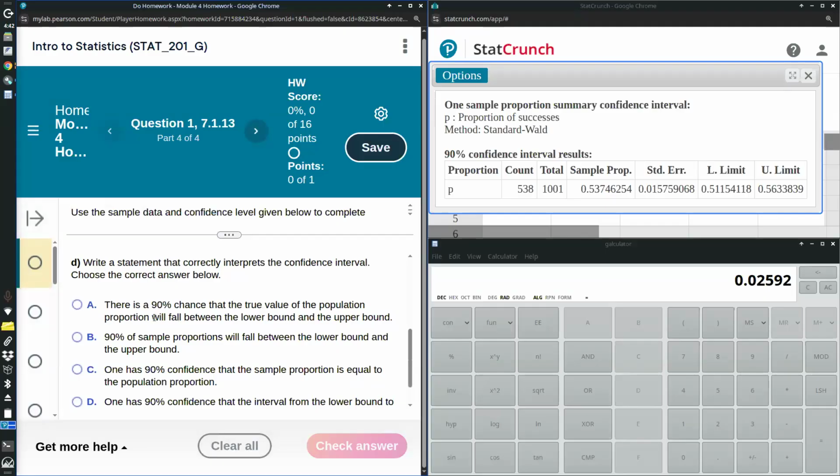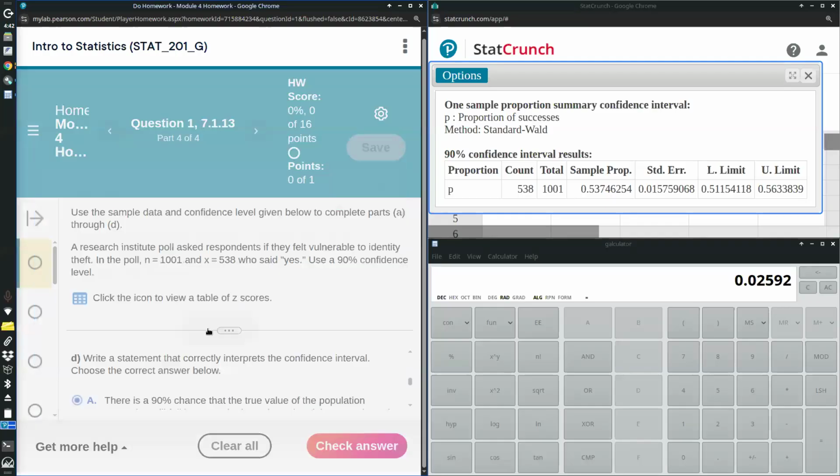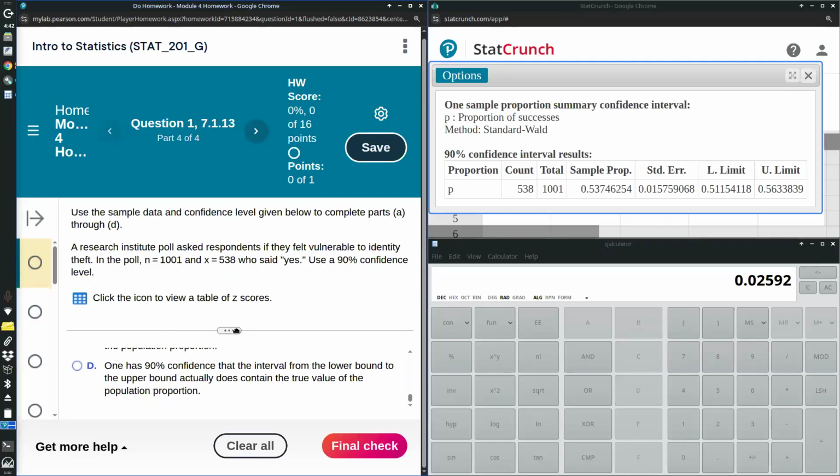So the thing you want to look for when you're doing these is it's not that there's some sort of 90% chance it's equal to this. It's that there's a 90% chance it's in these bounds. So to me, that looks like A. There's a 90% chance the true value of the population will fall between the lower bound and the upper bound. So why am I interpreting that wrong?